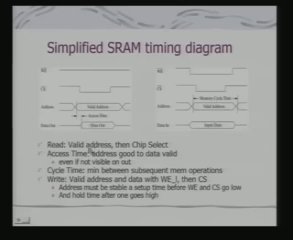So, read is valid address, then chip select, access time, address good to valid data. Even if it is not visible on out, that means it may take some time to get it visible because there may be output buffers. So, this is basically a critical parameter to estimate performance of a particular memory block that you are using. Access time smaller means the memory is faster.